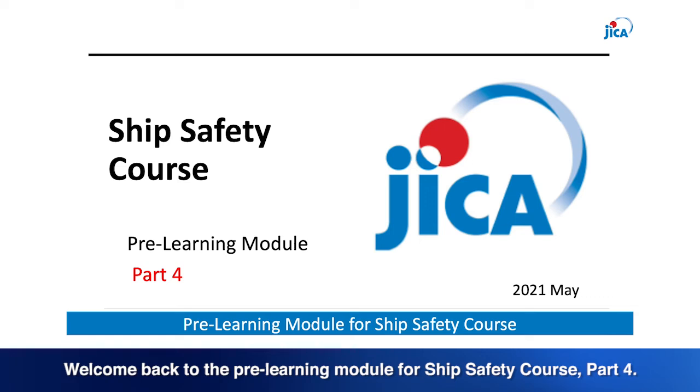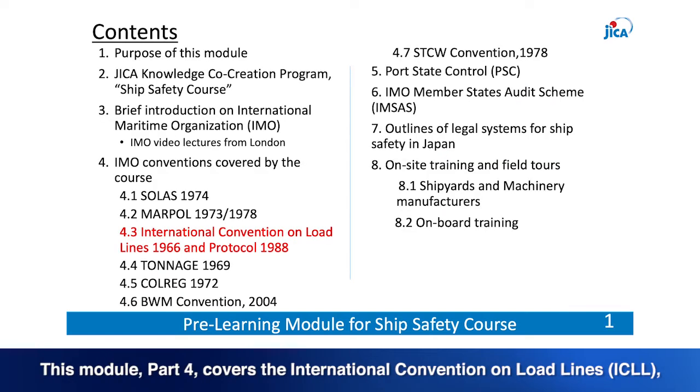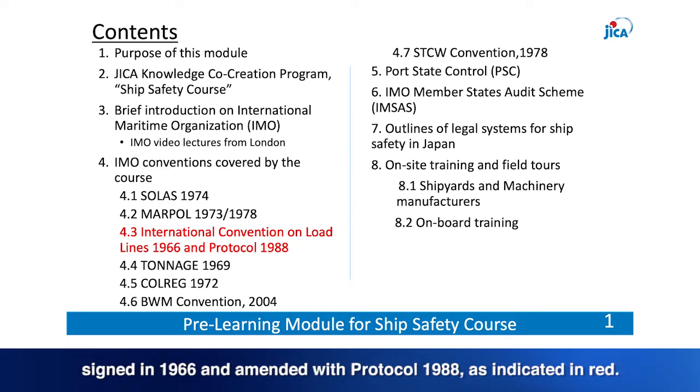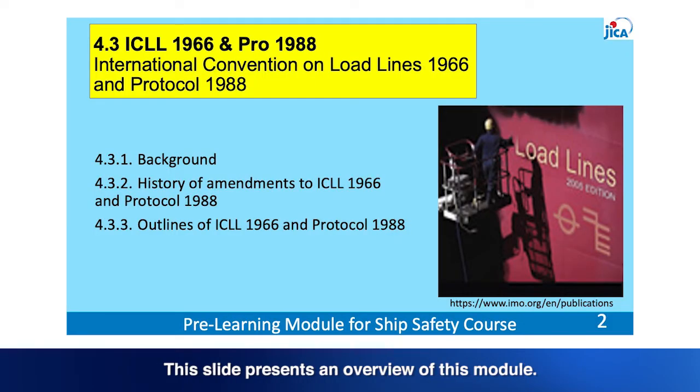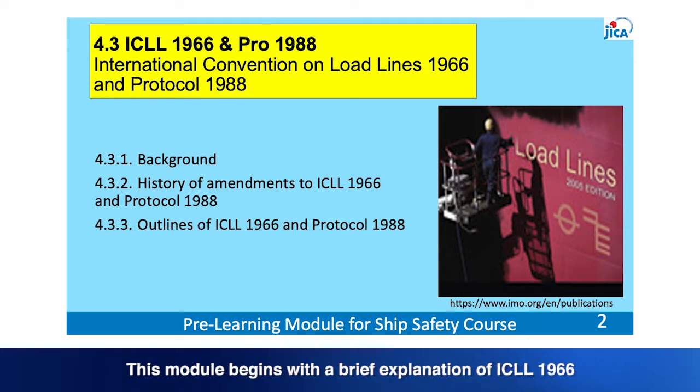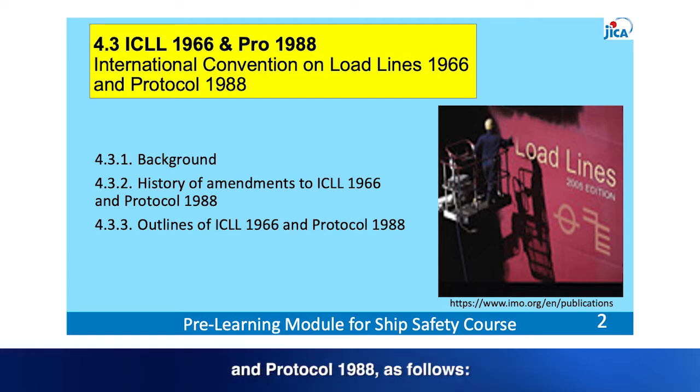Welcome back to the pre-learning module for Ship Safety Course Part 4. This module, Part 4, covers the International Convention on Loadlines, ICLL, signed in 1966 and amended with Protocol 1988 as indicated in red. This slide presents an overview of this module. This module begins with a brief explanation of ICLL 1966 and Protocol 1988 as follows.